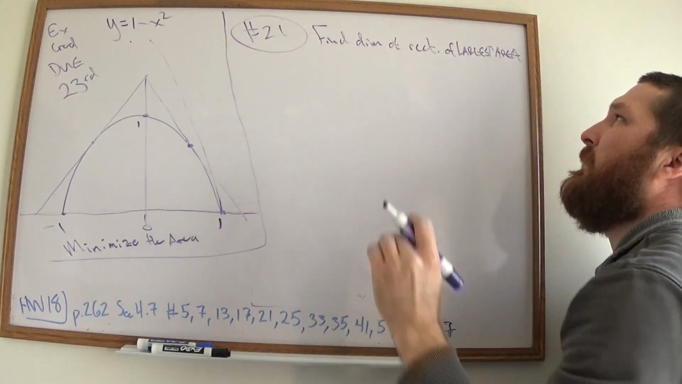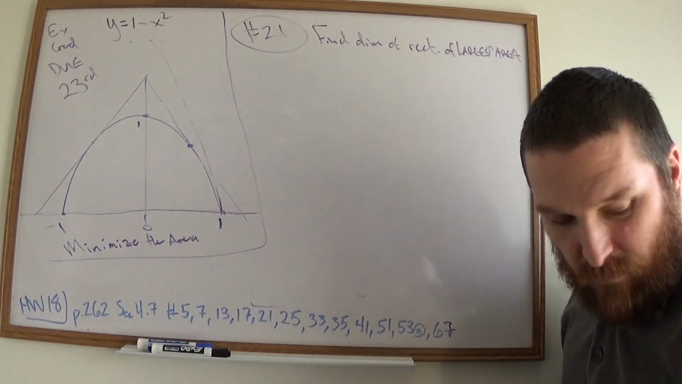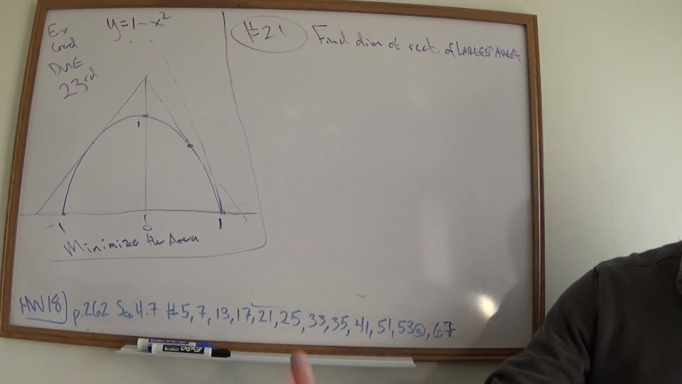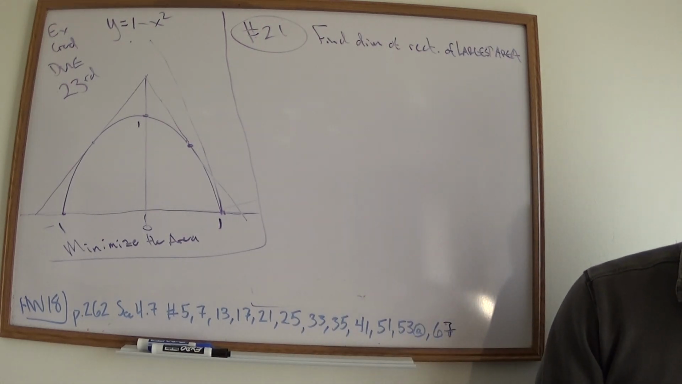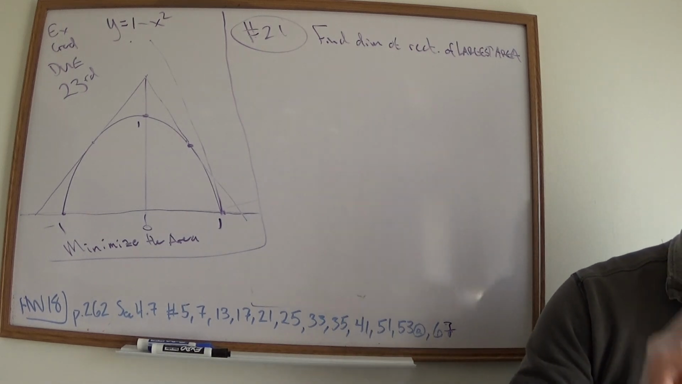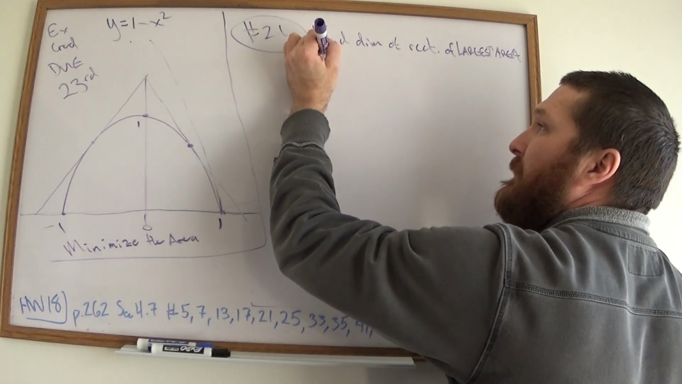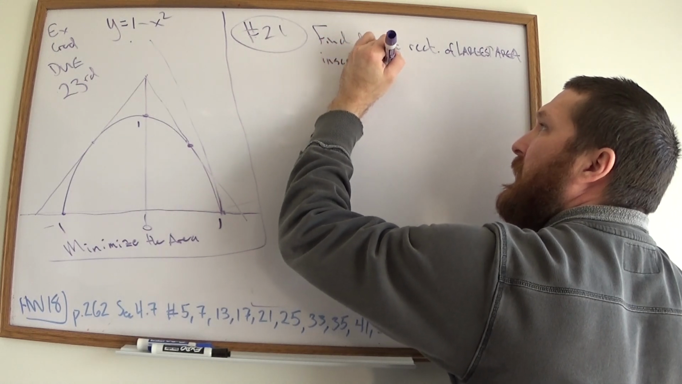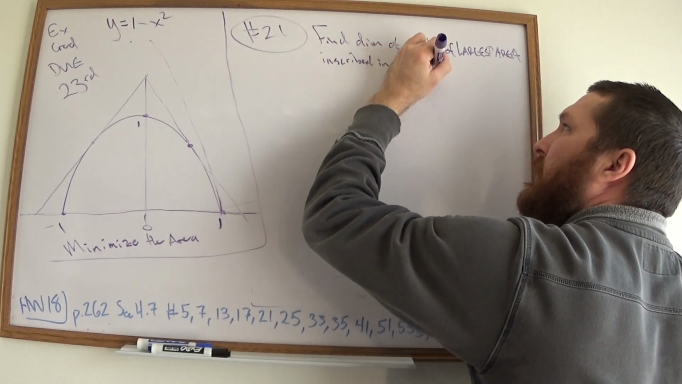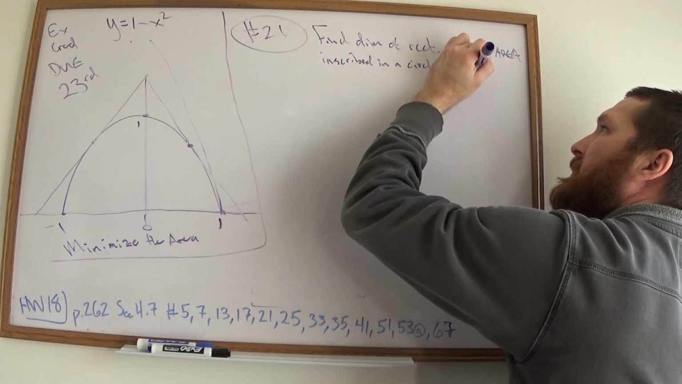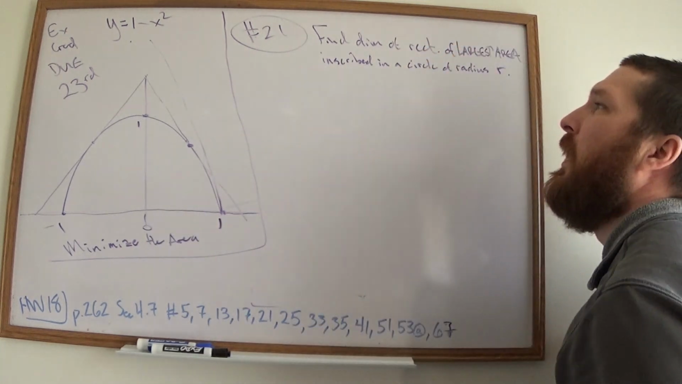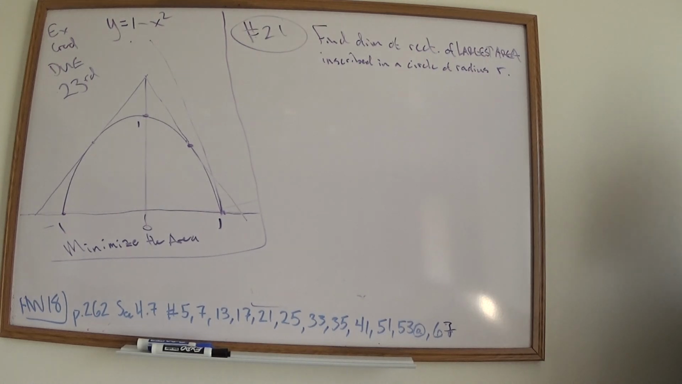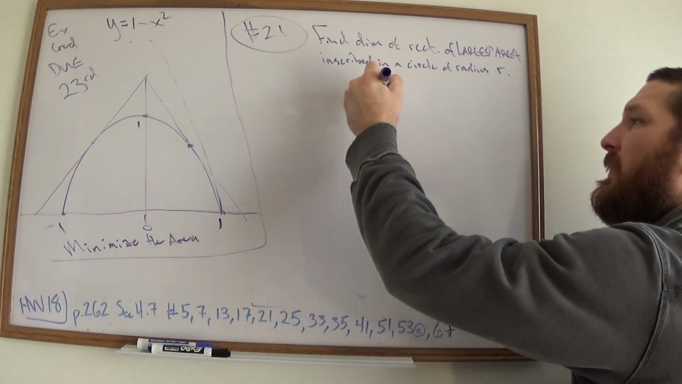What are you trying to optimize? Area. So you want a function whose output is area. Okay. Find the dimensions of the rectangle of largest area which can be inscribed in a circle of radius R.